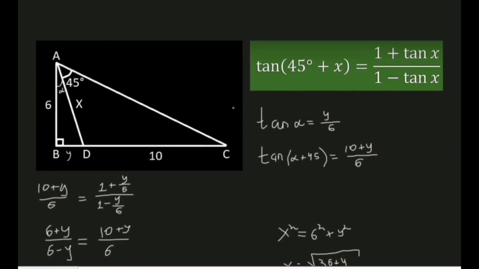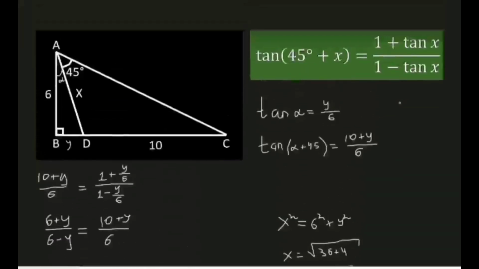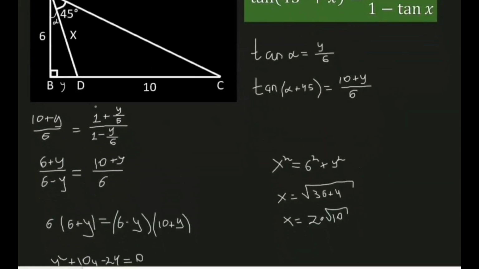We used some facts from geometry, that the tangent of x plus 45 equals 1 plus tangent x divided by 1 minus tangent x. And also we used some basic calculations.